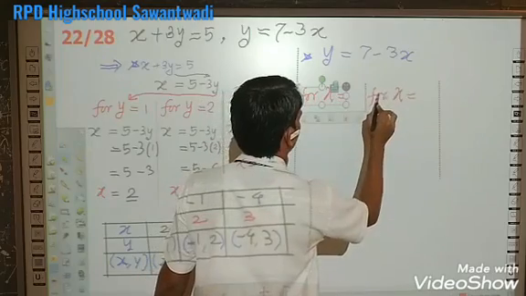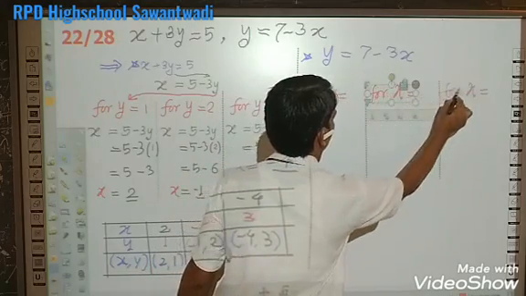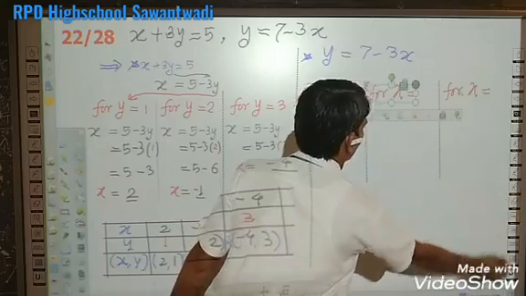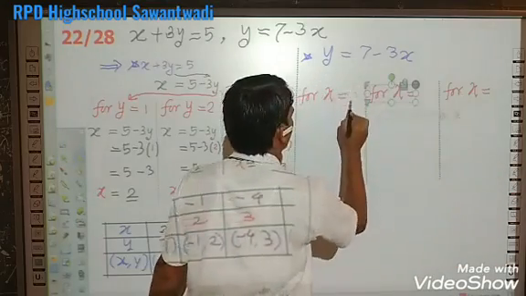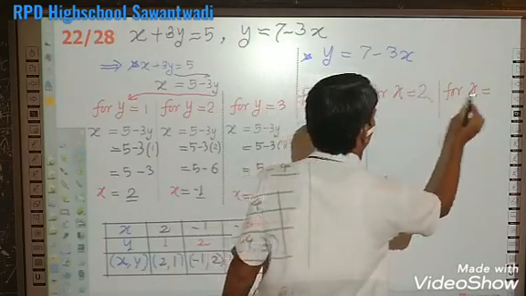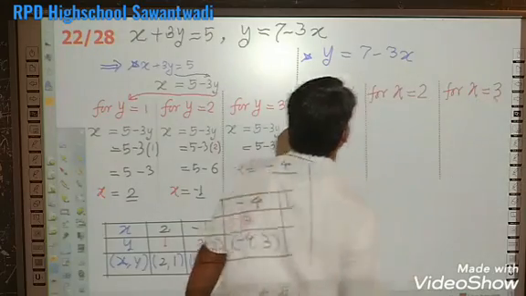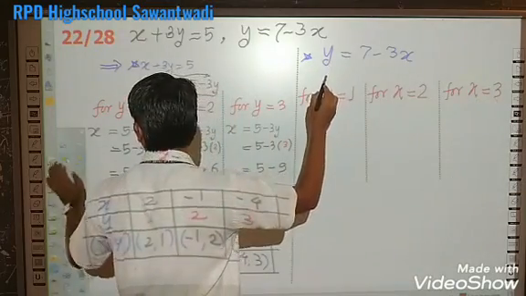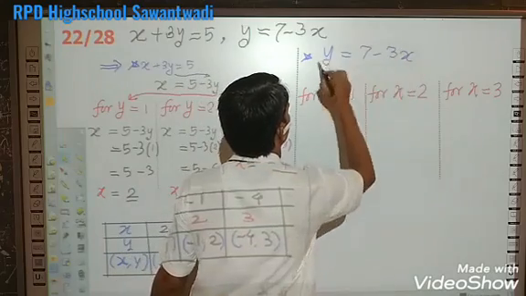For x is equal to, so what are the values you are going to select? Again 1, 2, 3 you can select. Easy to understand. 1, 2 and 3. And what's the value of y? So this thing will not come here because we have got in this format only y is equal to format.